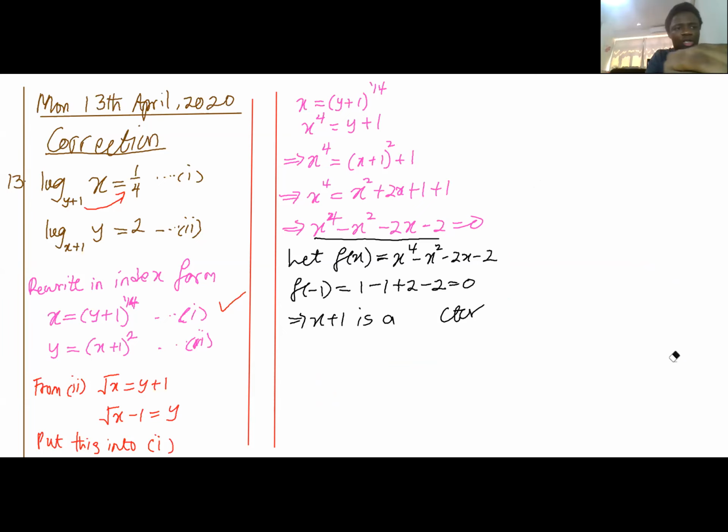Don't worry, class, about this process. It's something you will learn later. I never knew that question would lead to that polynomial.